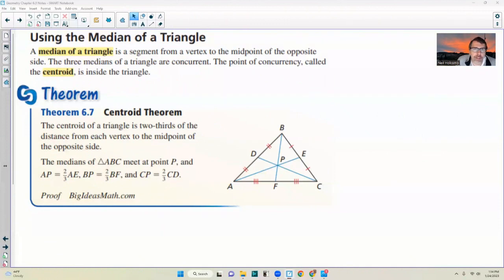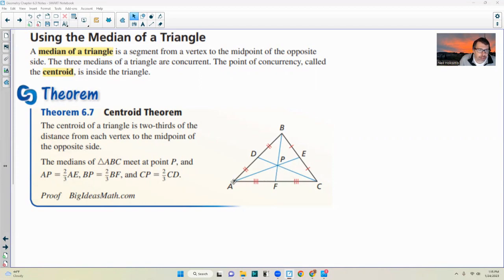Okay, so before we get to an example, we first have to talk about a theorem that we're going to use in that example. So using the median of a triangle, here's the vocab: a median is a segment from the vertex to the midpoint of the opposite side. So if I look here, B is the vertex and F is the midpoint of AC. Notice the 3 marks, that means midpoint. These two pieces are congruent.